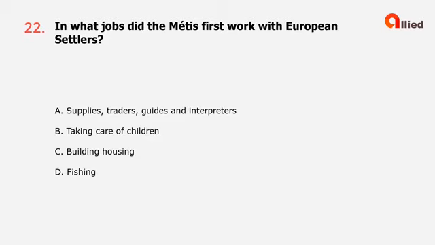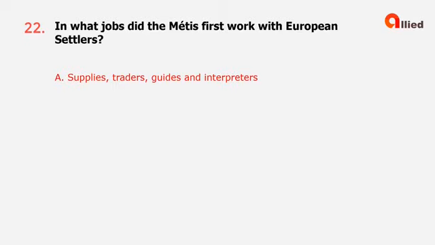Question 22. In what jobs did the Métis first work with European settlers? A. Supplies, traders, guides and interpreters. B. Taking care of children. C. Building housing. D. Fishing. The answer is A. Supplies, traders, guides and interpreters.